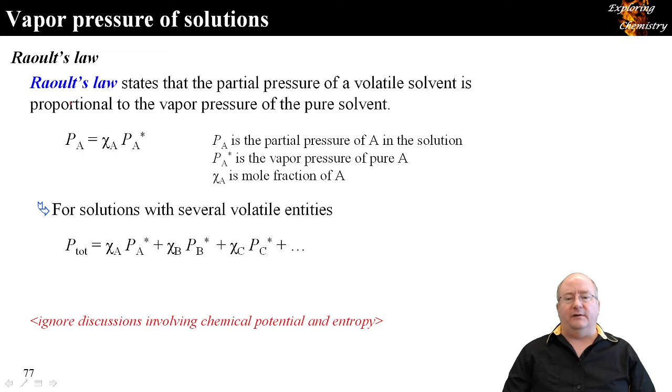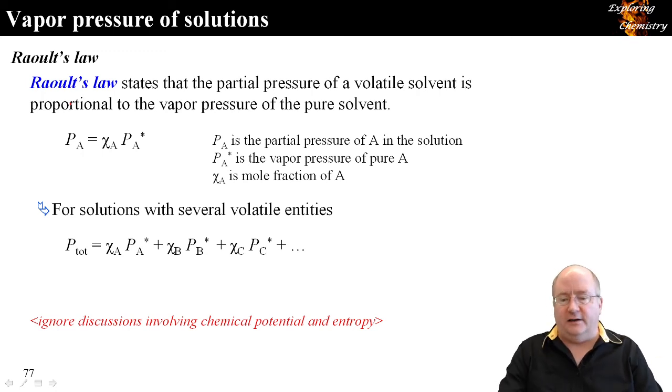If you have several or multiple volatile entities in solution, the total pressure is simply the summation of each partial pressure separately. So, for example, ethanol and water, you have the partial pressure of ethanol, partial pressure of water. If there's other things in there, it just gets added on.